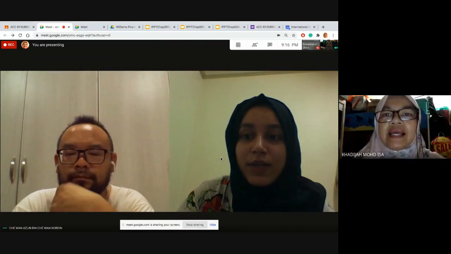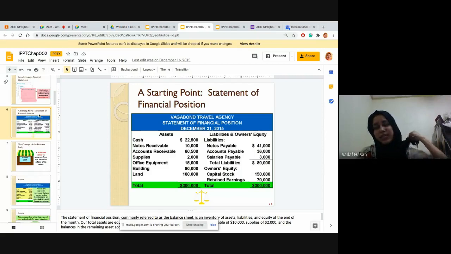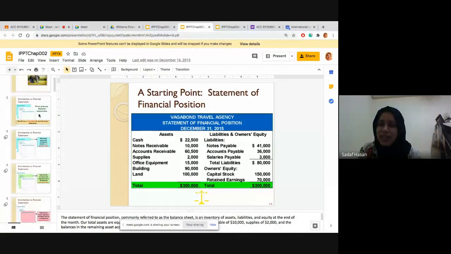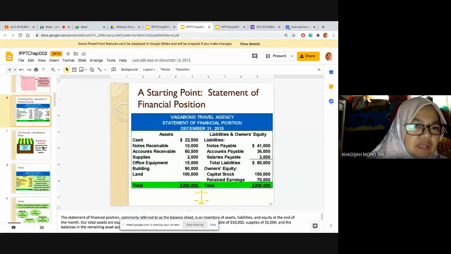Okay, how do we know if it's an asset or not? You have to look at it like this. It has to be an owned building, right? It can be a rental. If it's rental, the building is not an asset, right? What is the definition? I don't know.